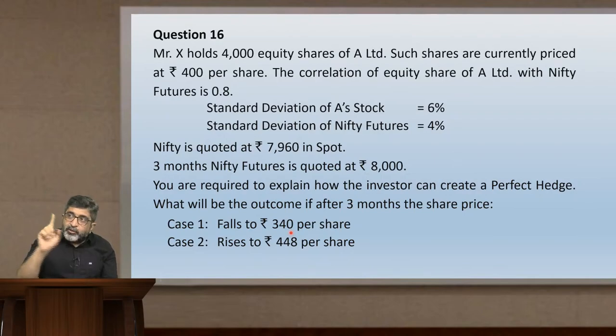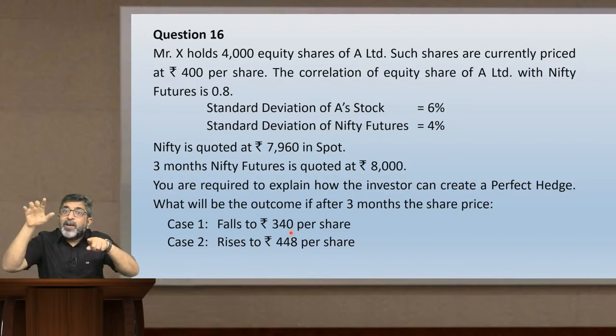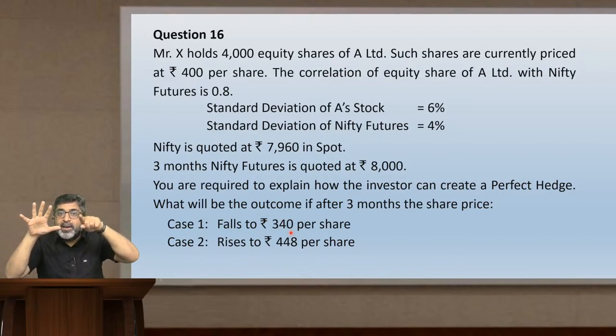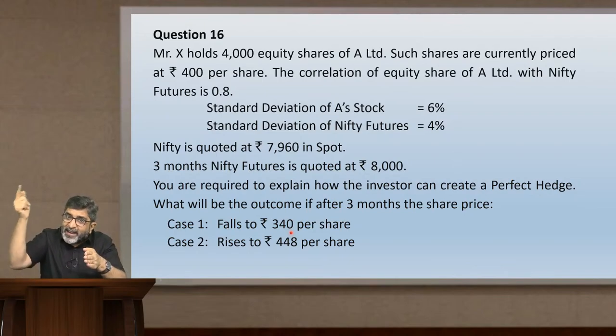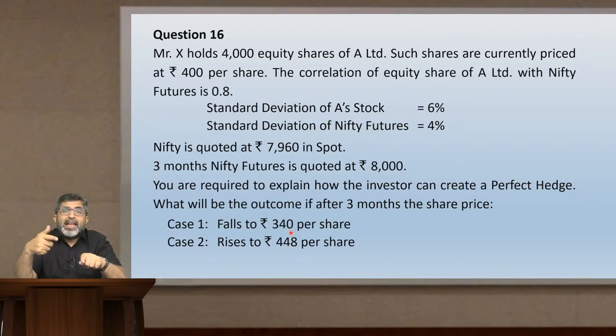Beta is 1.2, right? So if market declines by 1%, your stock will decline by 1.2%. If market declines by 5%, your stock will decline by 1.2 times of 5%. 1.2 times of 5% is 6%. So market declining by 5%, your stock declines by 6%. If market declines by 10%, your stock would decline by 1.2 times of 10%, that is 12%.